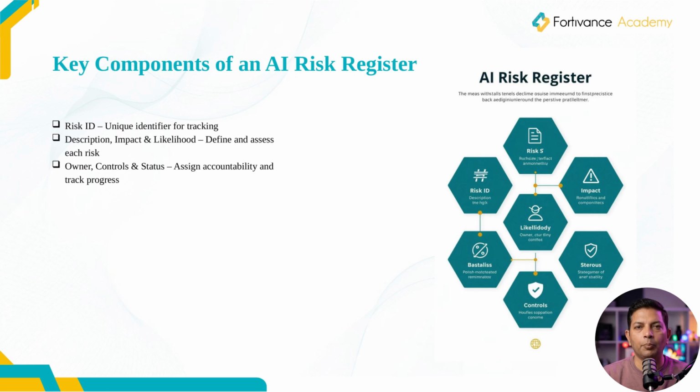Let's now look at the key components of an AI risk register. First, you need a risk ID. This helps uniquely identify each risk. Then a clear description of the risk. This should explain what the risk is and why it matters. Next is impact and likelihood. These help you prioritize risks. You also need to assign an owner. This is critical for accountability. Someone must be responsible for managing each risk. Controls should be documented. What actions are in place to mitigate the risk? And finally, status. Whether the risk is open, in progress, or closed. These components ensure that your risk register is not just a list, but a practical management tool.